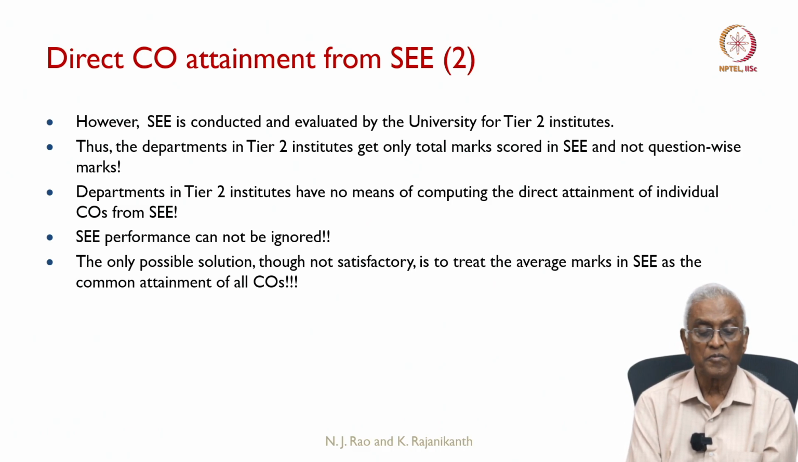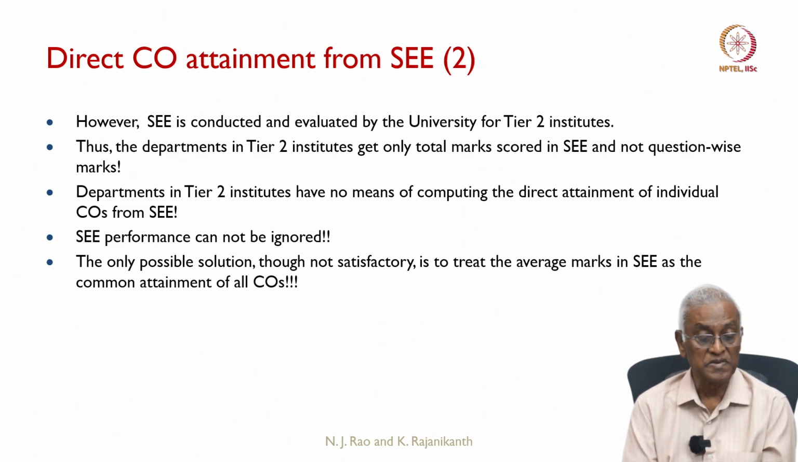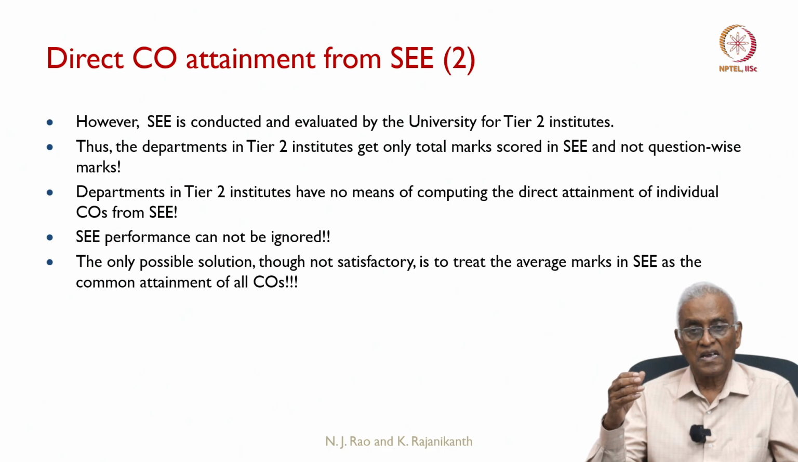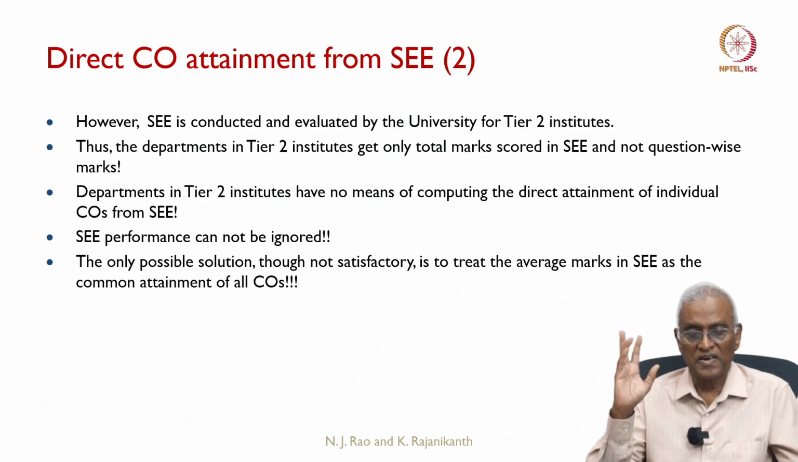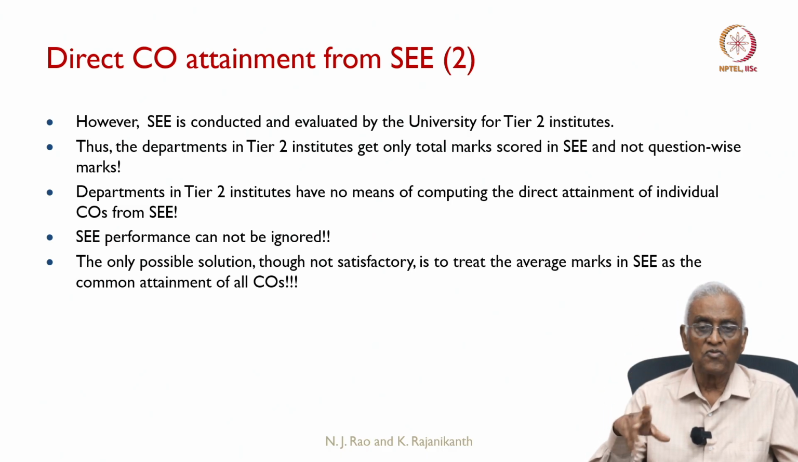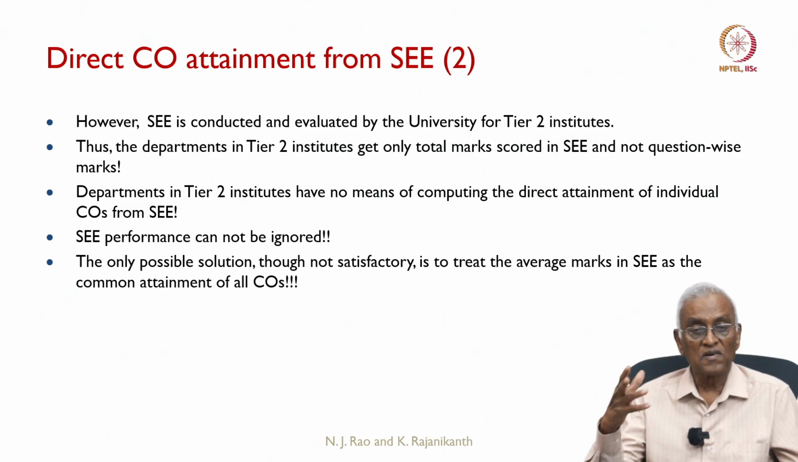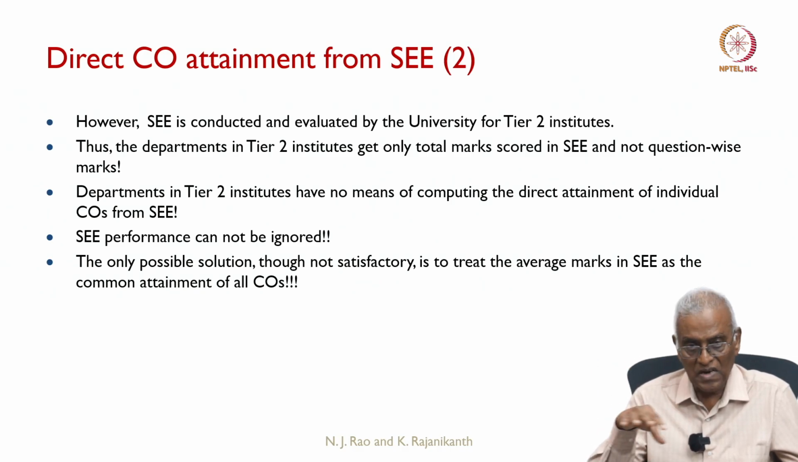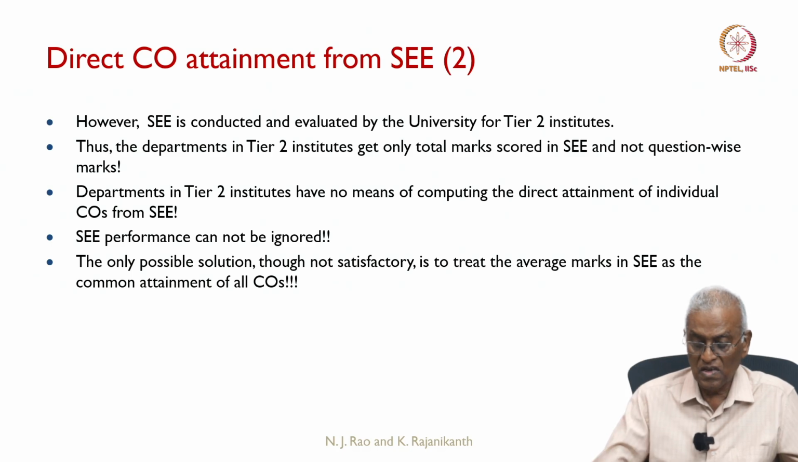But SEE performance cannot be ignored. Obviously, it is a significant percentage. The only possible solution, though not satisfactory, is to treat the average marks of SEE as a common attainment of all COs. If I get the class average as, let us say, 65, then I say all COs are attained to the same extent of 65. It's not the appropriate, correct one, but because of our current way of doing things, that is the only choice you have.